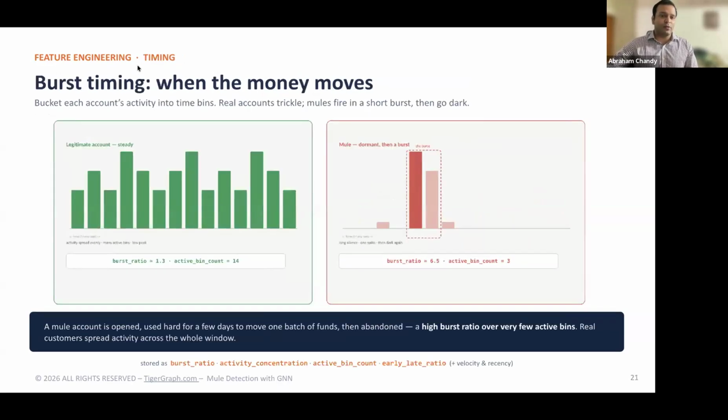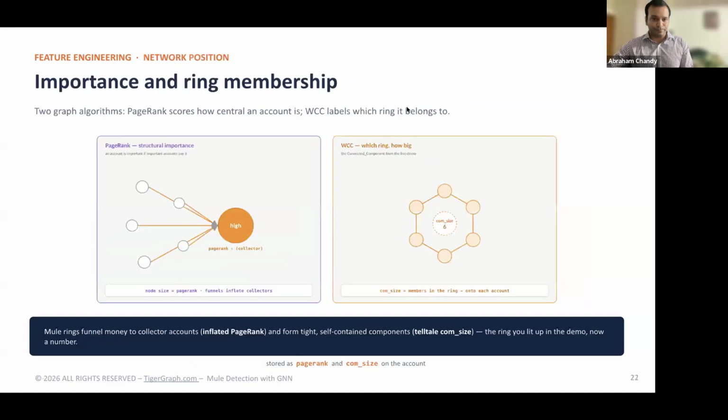Another one is your timing. So timing for a legitimate account can be fairly regular and steady. You might spend money for going to a breakfast joint that you're comfortable with, or maybe a bodega. But mule accounts have burst ratios, so they have large periods of inactivity, and then you suddenly spend a lot of money, and you want your model to be aware of these situations as well. So you're passing them into your model.